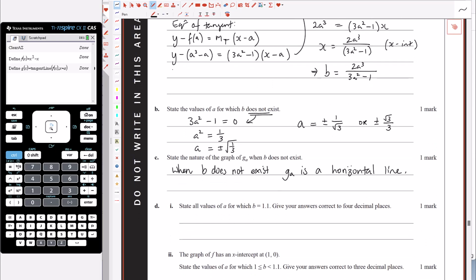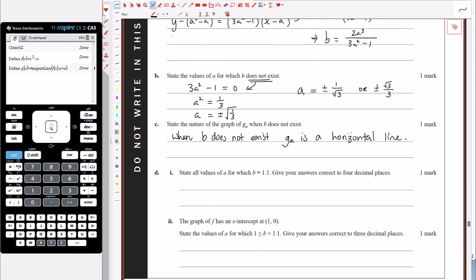Okay, D part 1, state all values of A for which B equals 1.1. Give your answer correct to 4 decimal places. Okay, so it's just a simple solve. So 1.1 equals 2a cubed on 3a squared minus 1. Let's get our CAS to solve that.